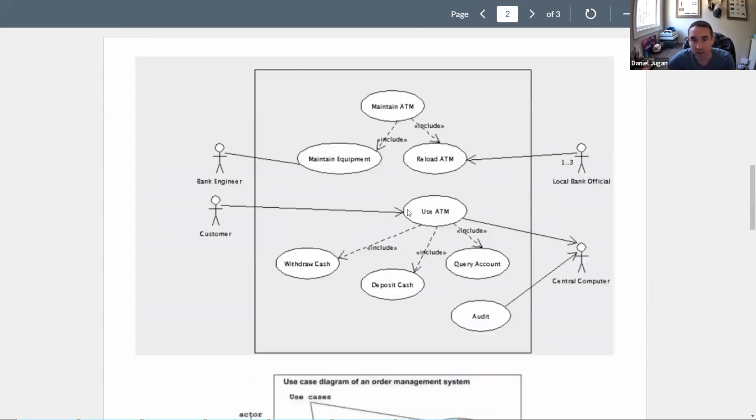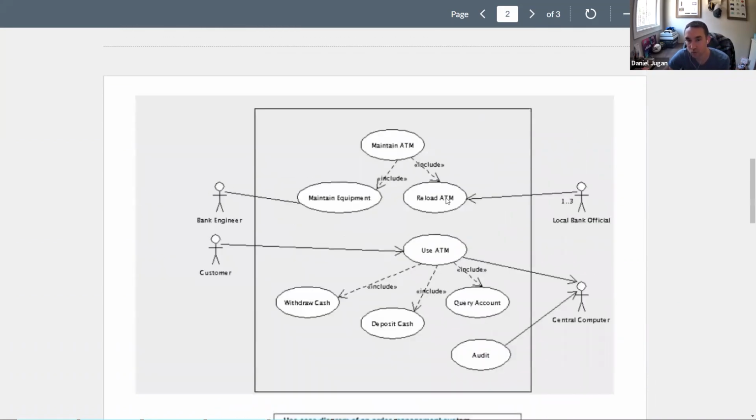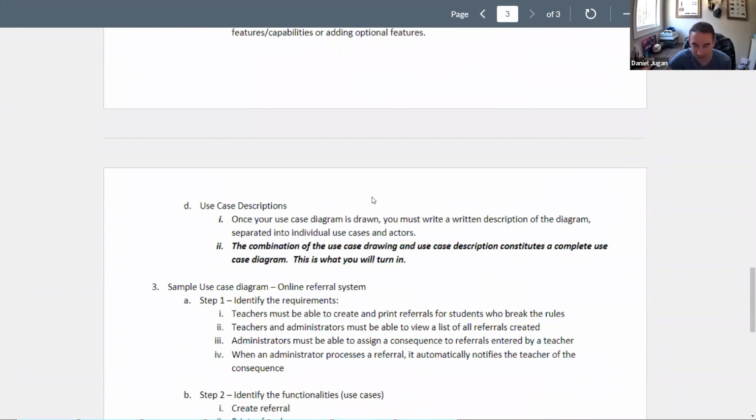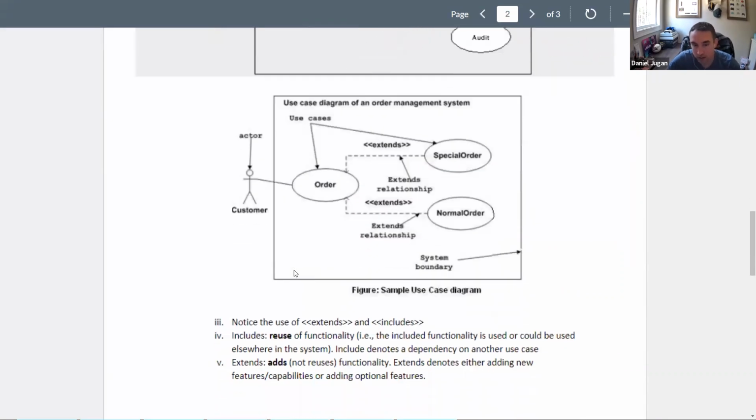Again, that's different from including, which is a reuse of functionality. So we have some sort of dependency situation. We'll look at a couple more examples in just a little bit, and you'll get a better idea of the use of extends and includes. You don't always have to use them. Not every relationship within a use case is going to be extends or includes, but there are some situations where those are warranted.